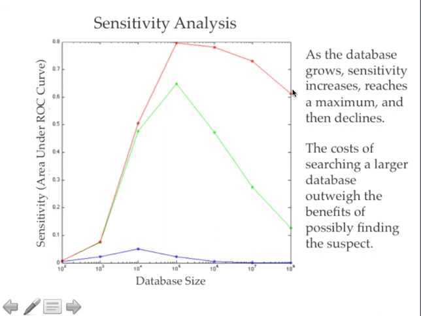What this illustrates is the costs of searching a larger database outweigh the benefits of possibly finding the suspect. Because if you search against a national or international data set here, you're getting an incredible influx of close non-mated prints, which could cause an erroneous identification, like we saw in Mayfield. But the chances of finding the suspect are going down, in part because the larger databases are exposing you to geographic areas that the suspect is unlikely to be enrolled in.